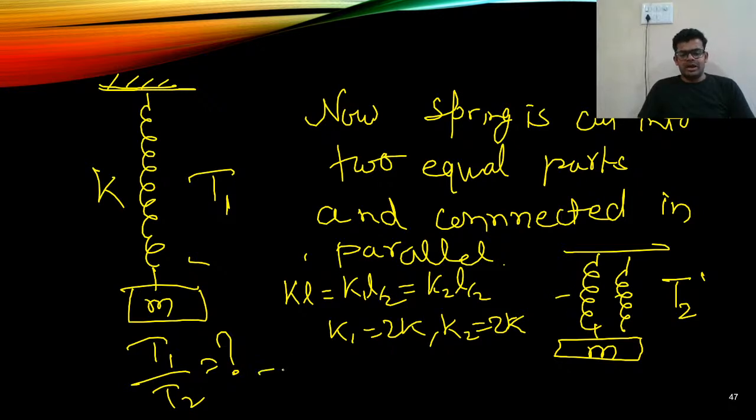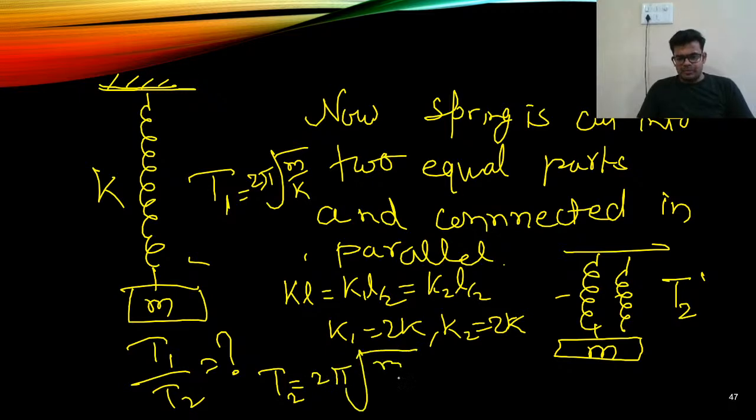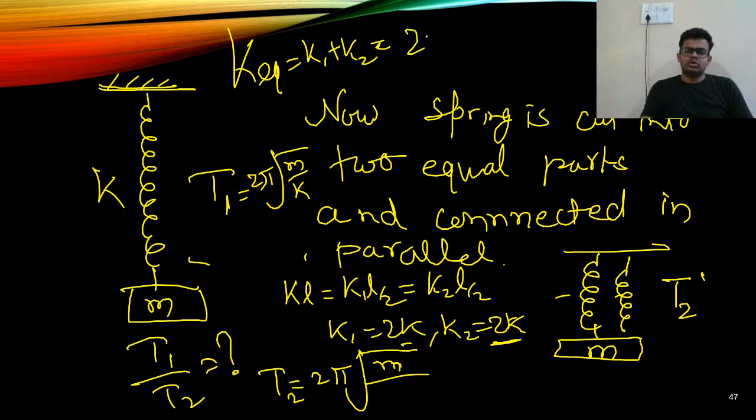Now what is the formula? T1 is equal to 2 pi root of M by K, and T2 will be equal to 2 pi under root of M by K equivalent. What is K equivalent? This is 2K, this is 2K. For a parallel combination, K equivalent is equal to K1 plus K2. So 2K plus 2K is 4K.